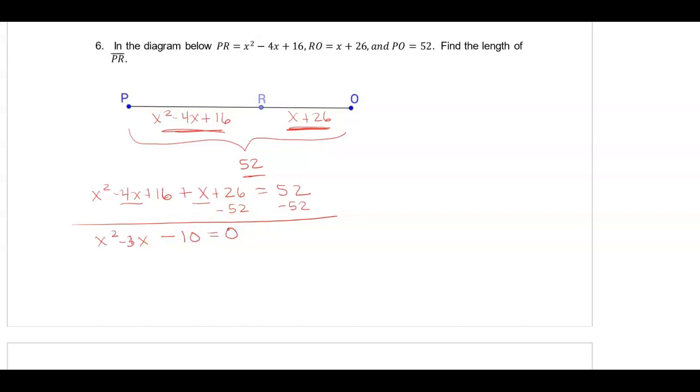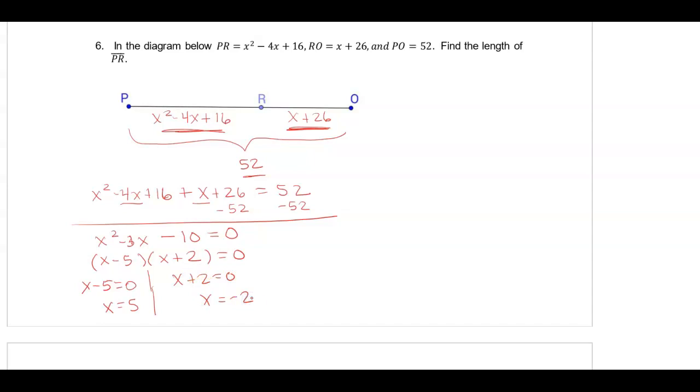Hope that's okay. I have a quadratic, so that will factor into two binomials. I need two numbers that multiply to negative 10 and add to negative 3. That would be negative 5 and positive 2. So I'm going to split those up. x minus 5 equals 0, so x equals 5. And x plus 2 equals 0, so x is negative 2.